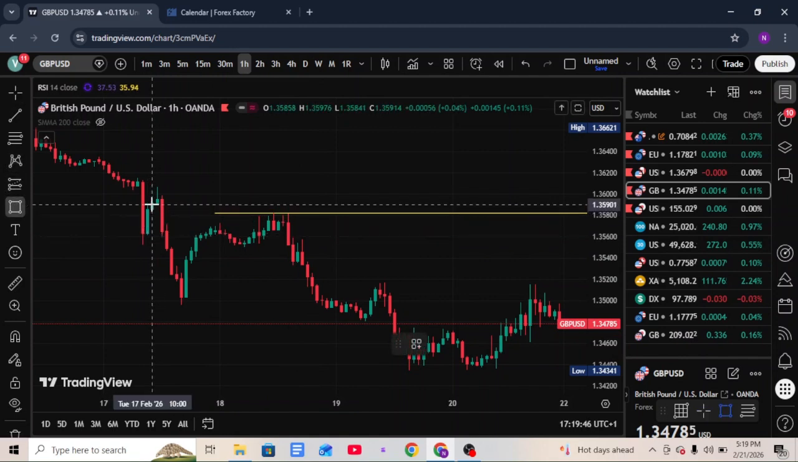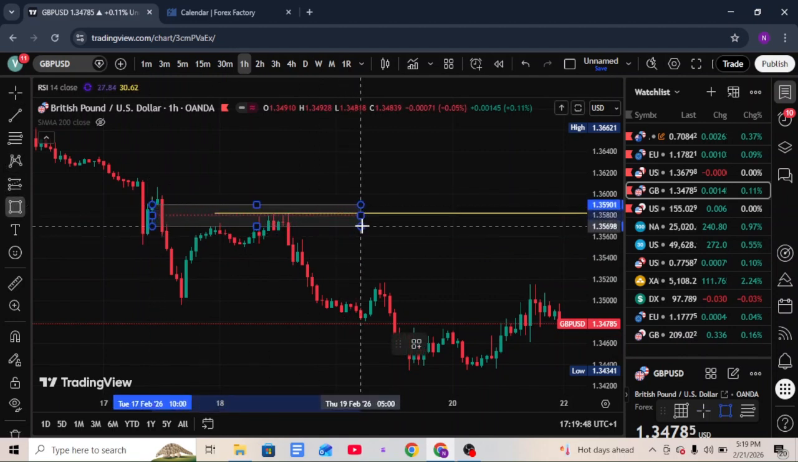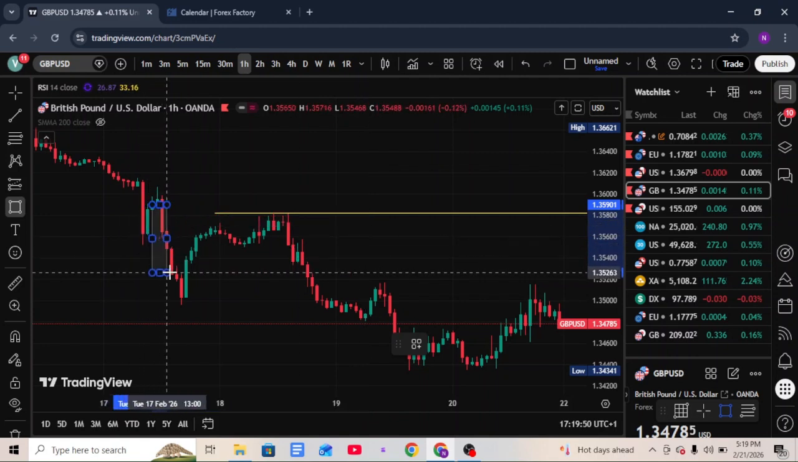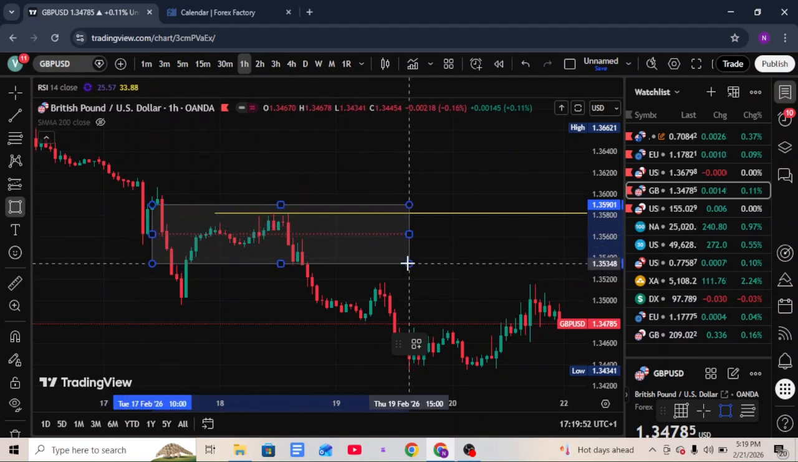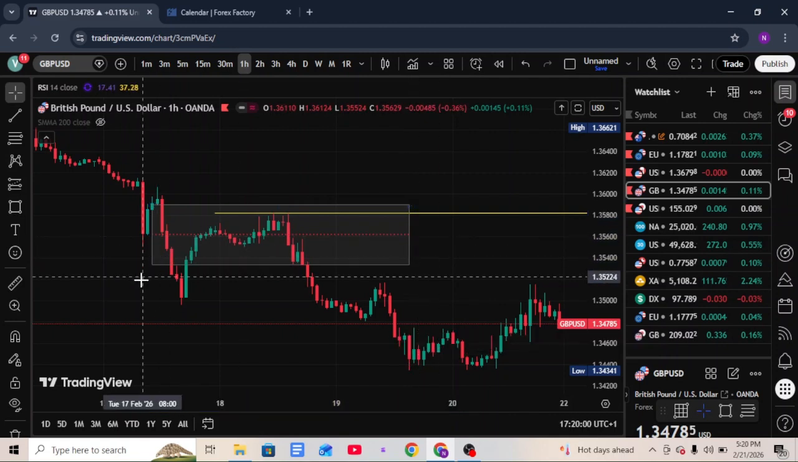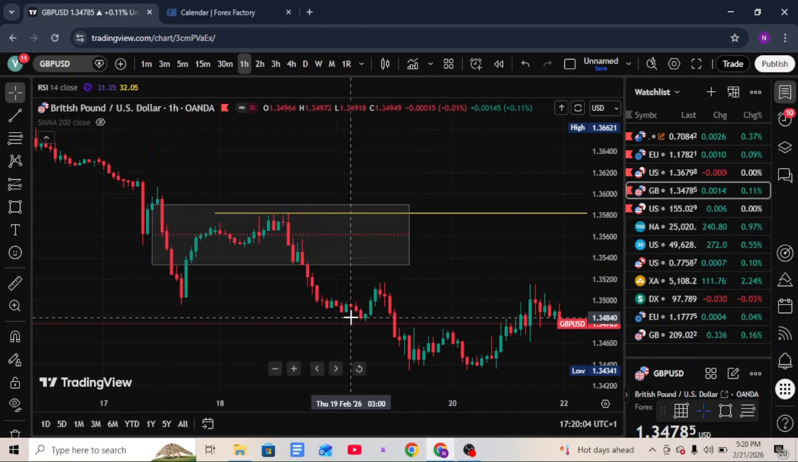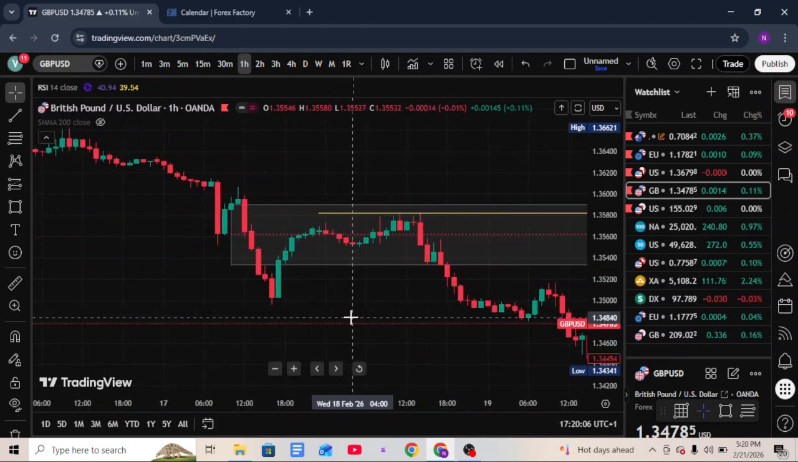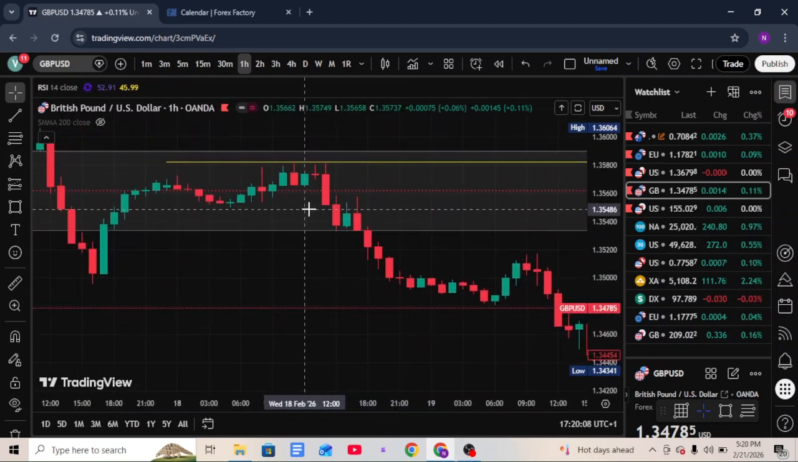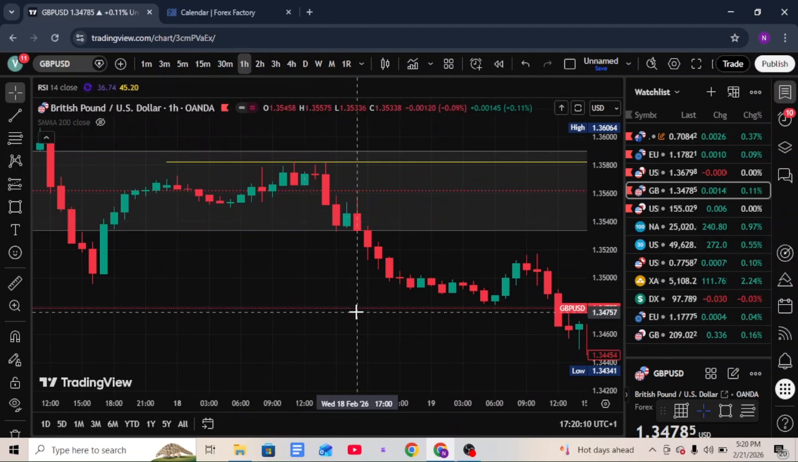See what happened here. There was a fair value gap right here. Now there are tons of fair value gaps. You can mark all of them like this and ask yourself which one. You don't need to mind which one is going to be effective. Mark all the fair value gaps. And what do you see? What do you notice? Yeah, come on. What are you noticing?